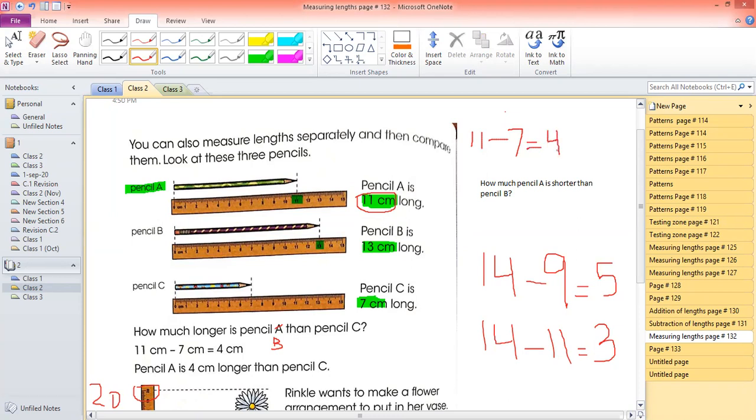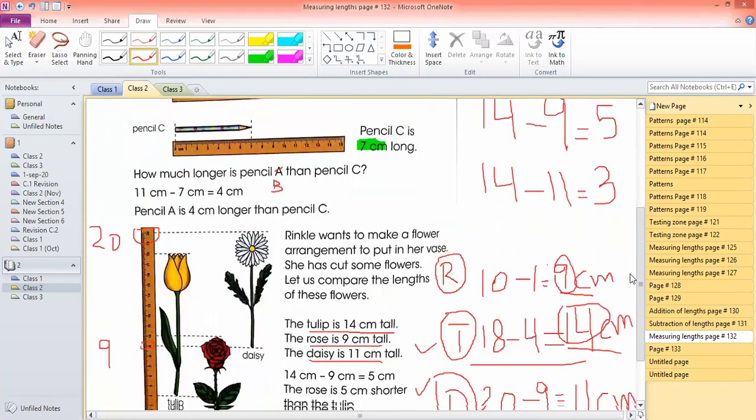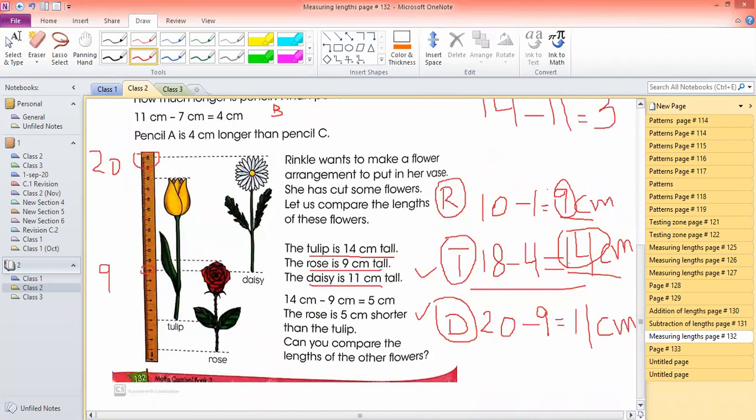So you can say, sir, pencil A is 4 centimeter longer than pencil C, or you can also say pencil C is 4 centimeter shorter than pencil A. All right. So now you know how you can compare the pencils. This we completed yesterday.